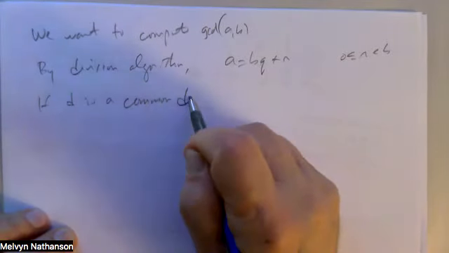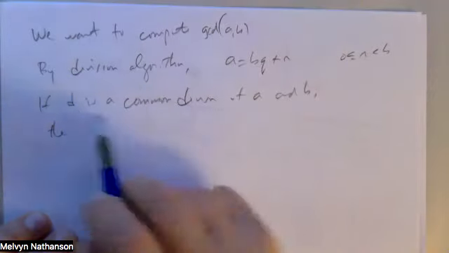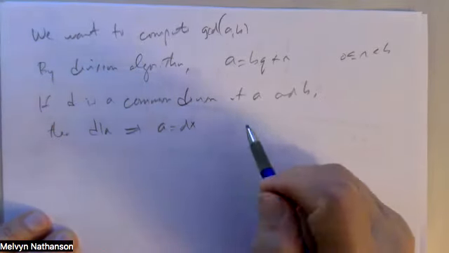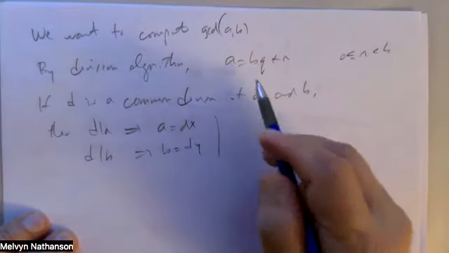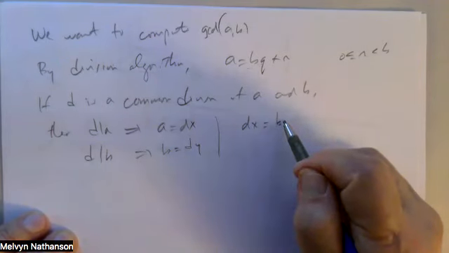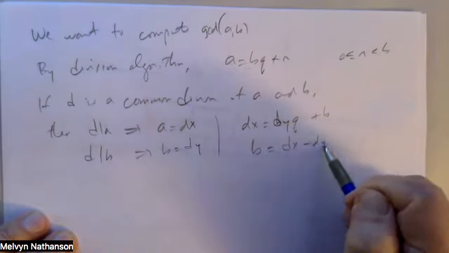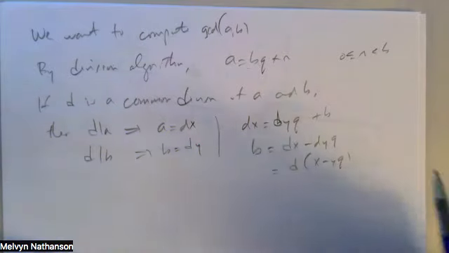If D is a common divisor of A and B, then let's see, D divides A, so I can write A as D times something, let's call it X. D divides B, so B is D times something, I'll call it Y. So if I write A equals BQ plus R, that's the same as saying that DX is DY times Q plus R. Oops, I'm sorry, R.